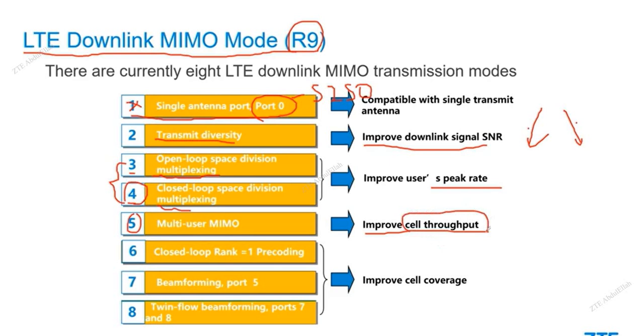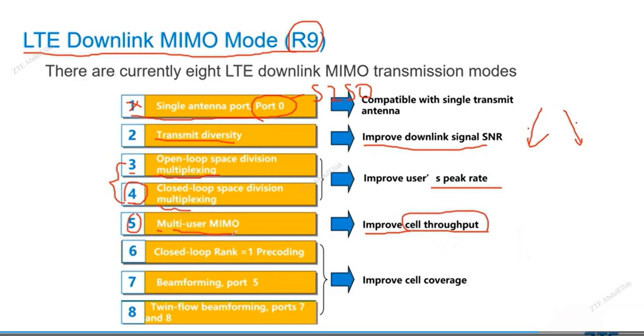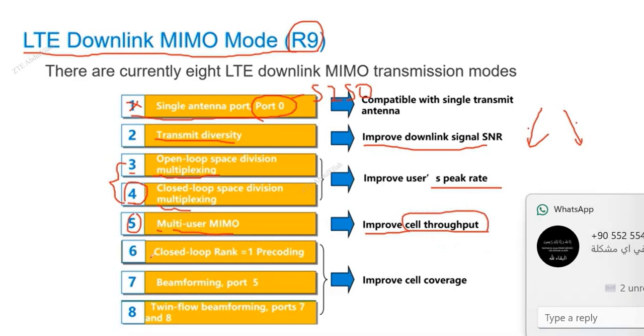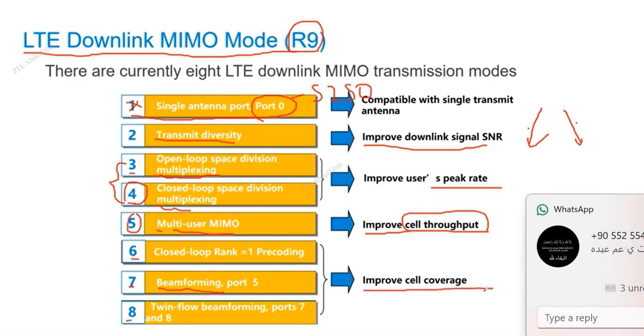So the cell throughput, you can think it can improve the cell capacity. That means we can support more users. Normally, we can also use multi-user MIMO in uplink, right? Uplink. Okay, next, modes 6, 7, and 8. They are all using beamforming. Beamforming is another technology to improve the coverage. So they all can improve the cell coverage.